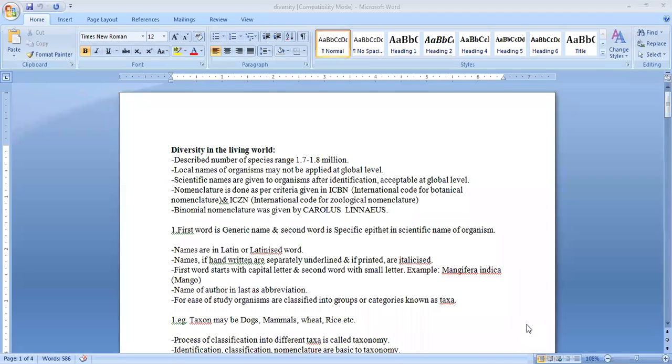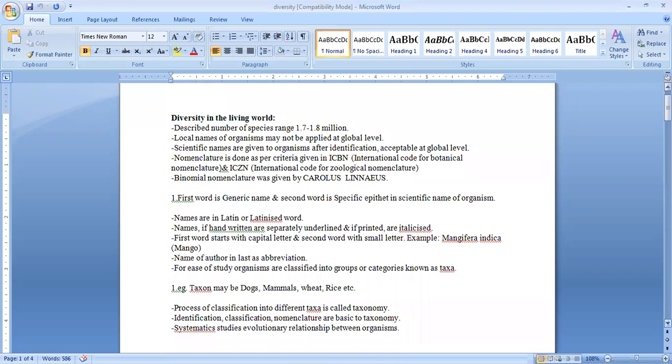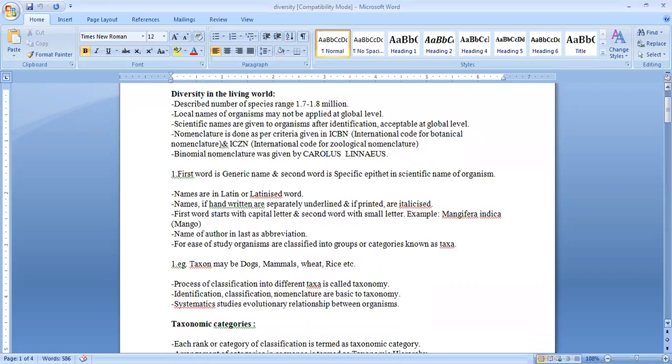Now when we come to the word diversity in the living world, we can describe it as the number of species, which range between 1.7 to 1.8 million. The local names of organisms are different at different global levels. Scientific names are given to organisms after they are identified and accepted. For example, the nomenclature is given according to ICBN.